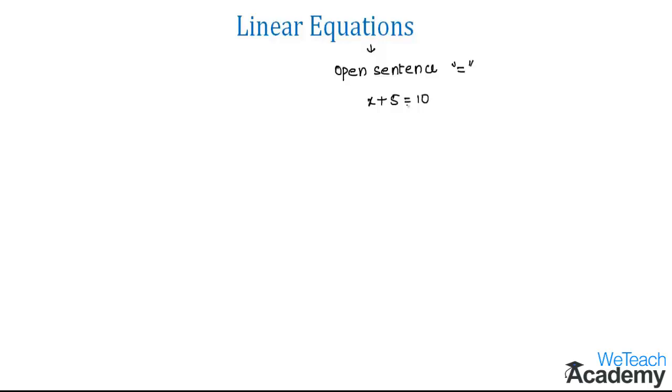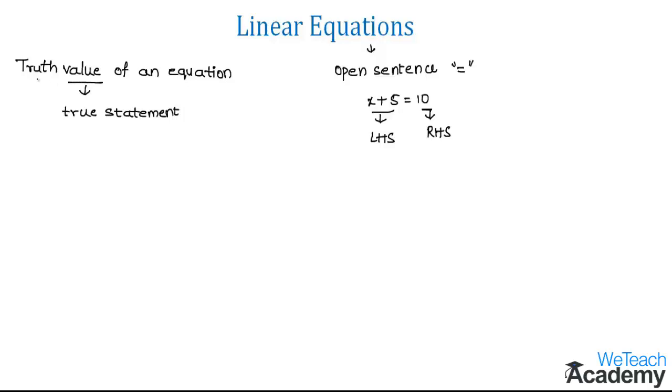In an equation, there will be two expressions on either side of the equal sign. The expression on the left hand side is termed LHS and the expression on the right hand side is termed RHS. Now let us learn how to find the truth value or the solution of an equation. The values for which the given equation becomes a true statement are called the solution or truth value of the equation. For satisfying values, the value of LHS becomes equal to the RHS.